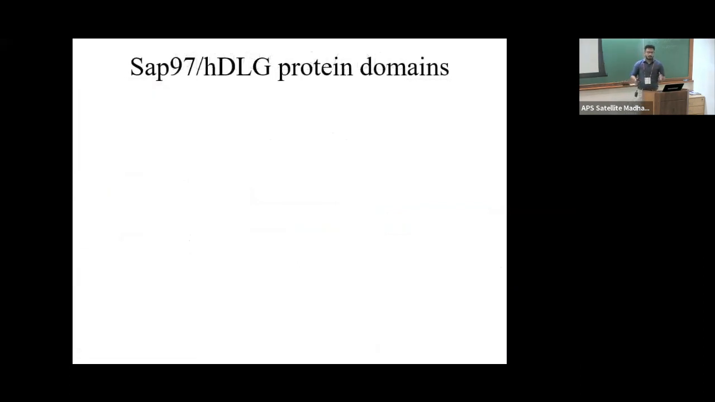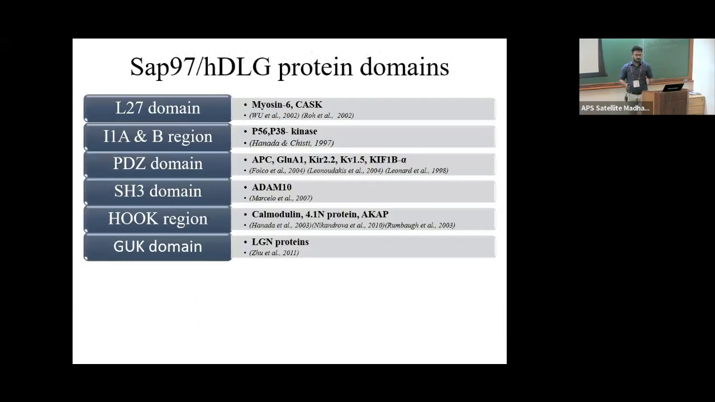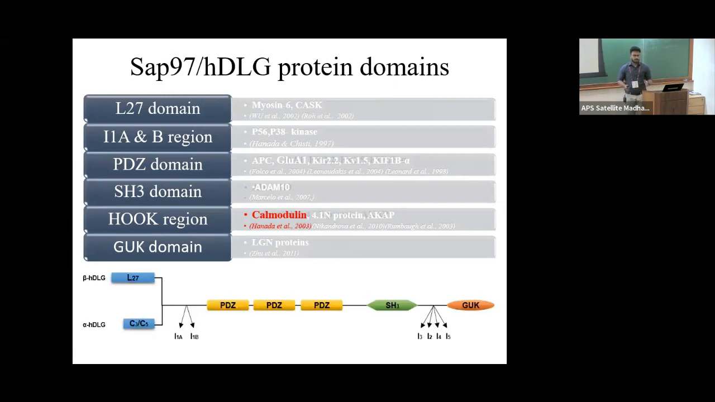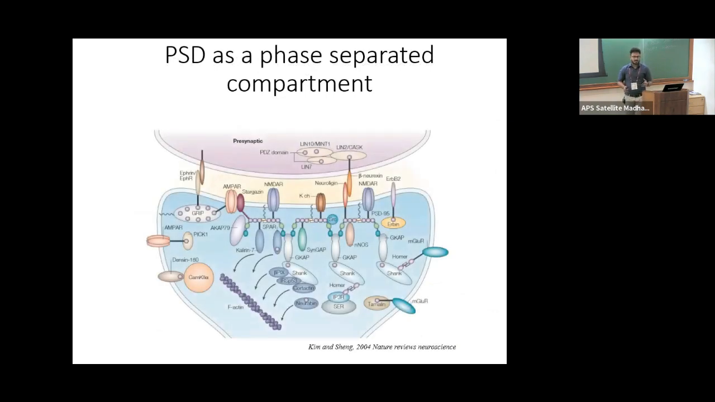SAP97 has different protein domains and a multitude of interaction partners. Let me focus on a particular interaction partner, the calcium sensor calmodulin, which interacts with a region called the hook region, at the C-terminus, also called the I3 region. The postsynaptic density of a synapse is, in recent studies, considered a phase-separated compartment with different signaling molecules present.